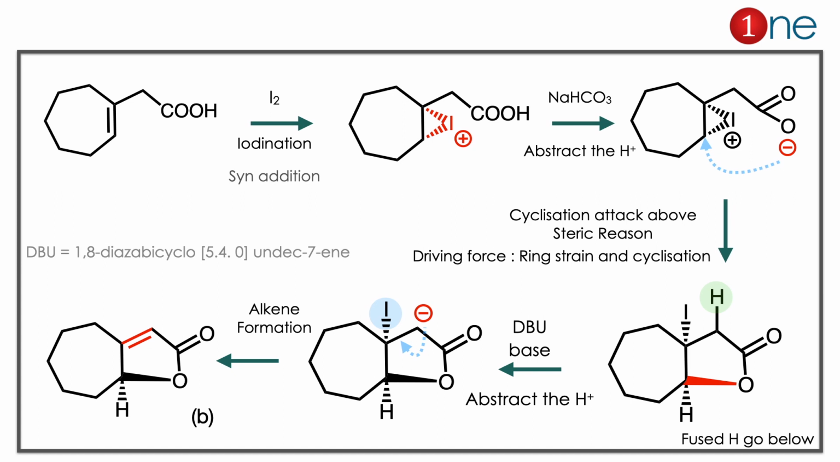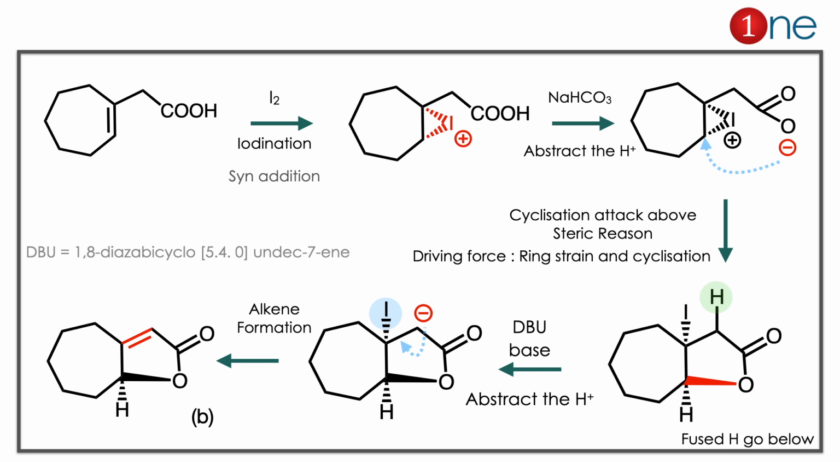Then the next step here is the DBU. DBU is given for confusion. DBU is a simple base. If you want to know DBU, it's diazabicycloundecene, and it abstracts the proton. You have the iodine removal. The answer is B there.